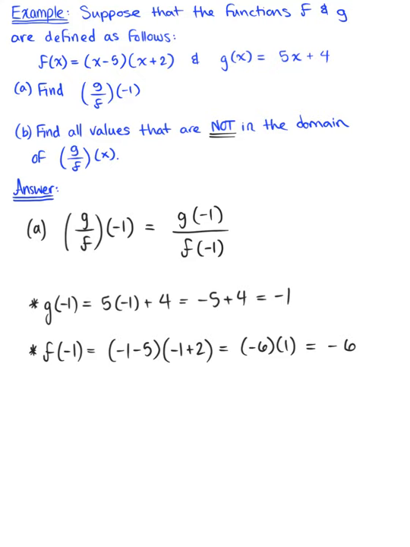So let's take these now and plug them into the quotient. So we can say that therefore g of -1 divided by f of -1 is equal to -1 divided by -6, and we see a negative divided by a negative, we know that becomes a positive. So we are left with a beautiful final answer of 1/6.